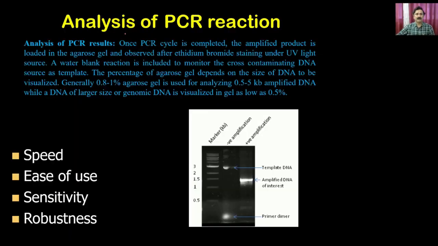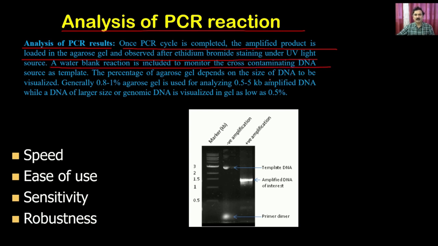Now, once the PCR is over, you can take out the reaction mixtures and do the analysis of the PCR product. Once the PCR cycle is completed, the amplified product is loaded into an agarose gel and observed after staining with EtBr under UV light. A water blank is included to monitor cross-contaminating DNA sources as a template. The percentage of agarose depends on the size of the DNA, but generally people use 0.8 to 1% agarose.